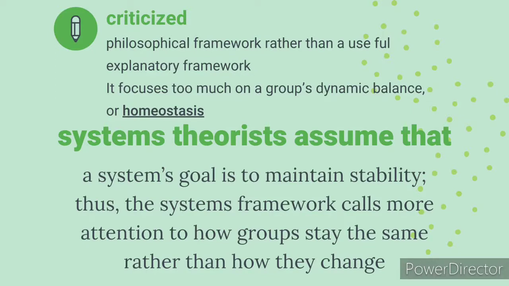Others have said that the system's approach focuses too much on groups' dynamic balance or homeostasis. In other words, systems theories assume that a system's goal is to maintain stability. Thus, the system framework calls more attention to how groups stay the same rather than how they change.